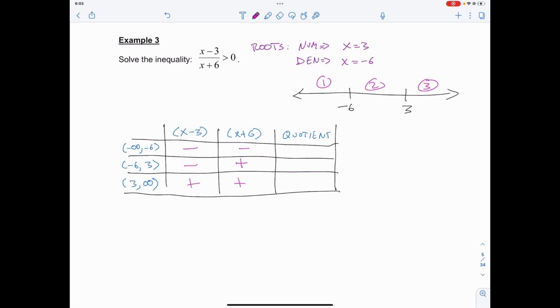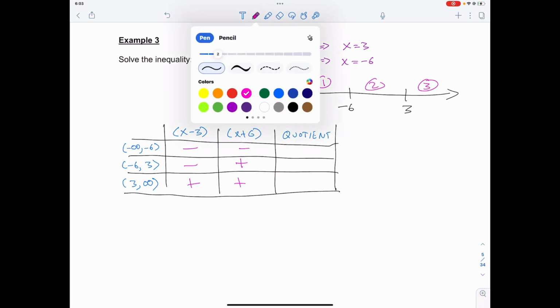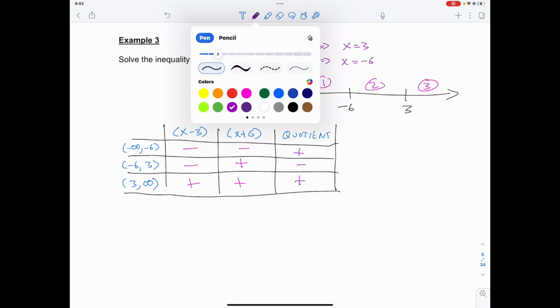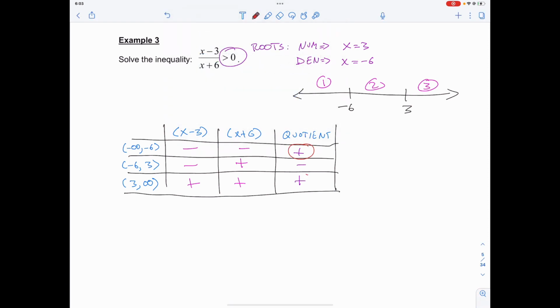What's the quotient going to be? Well, the quotient here is positive, here is negative, here is positive, and it said it wanted to be greater than 0, which means that I'm looking for those positive ones, and those are my regions. x is an element of negative infinity to negative 6, or 3 to infinity. And that's it.